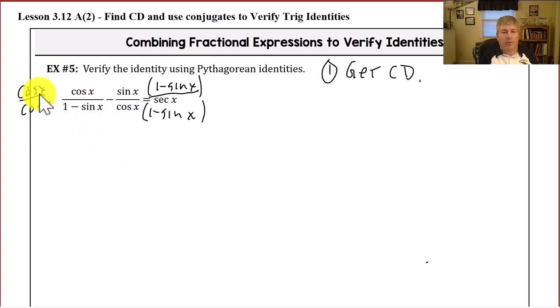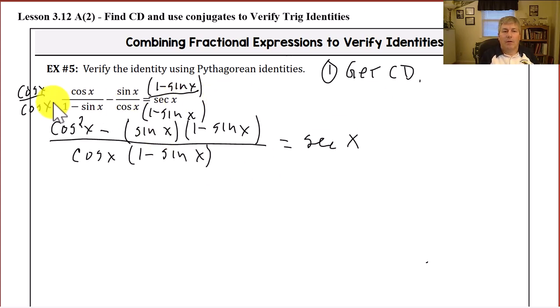So we multiply the cosine x over 1 minus sine x by cosine x over cosine x, and we multiply the sine x over cosine x by 1 minus sine x over 1 minus sine x, and that will give us a common denominator on the left-hand side. So I end up with cosine squared x minus sine x times 1 minus sine x. Be careful with this minus sign. It's fraught with peril. We'll see how that goes. And then our common denominator is just cosine x times 1 minus sine x.